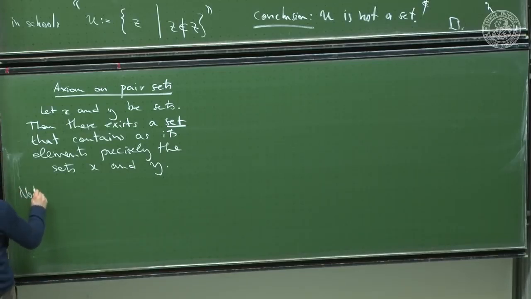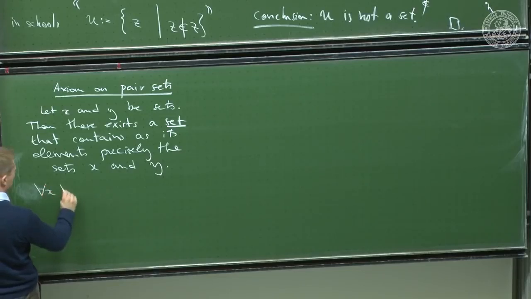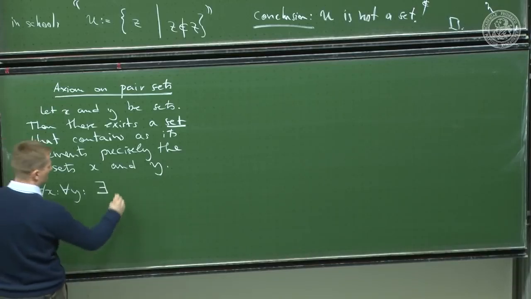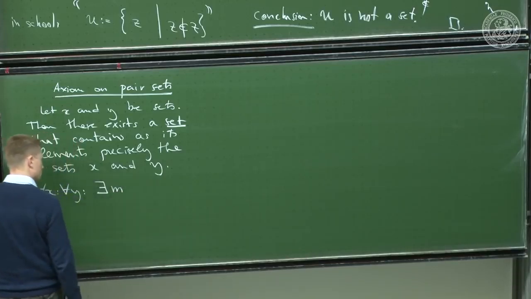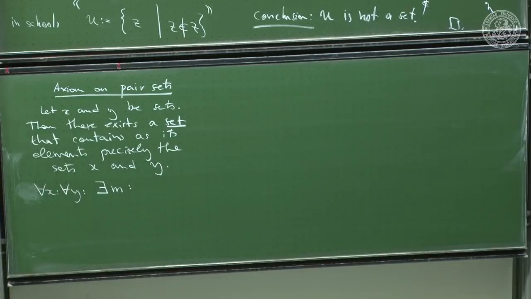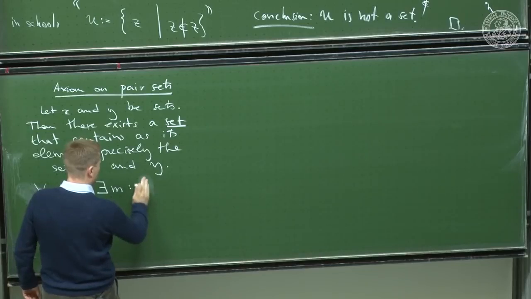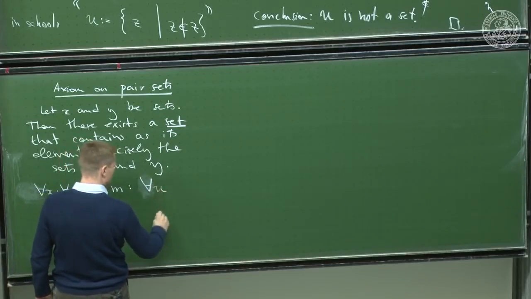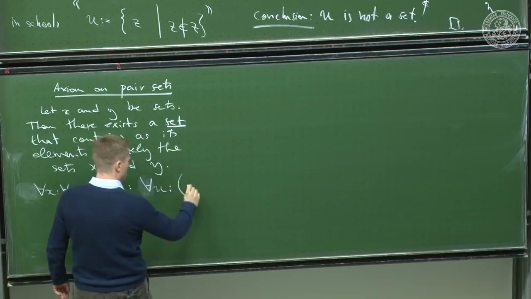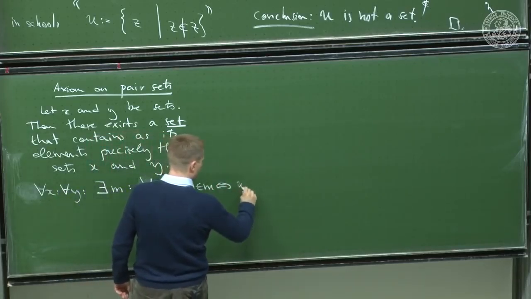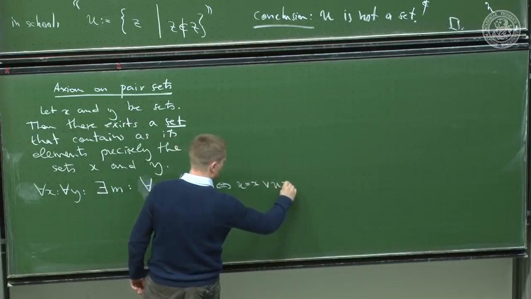So there is, okay, how do we write this? For all x and for all y, there exists a set, let's call it M, such that its elements are precisely those, such that for all u, u is an element of M if and only if u is x or u is y.